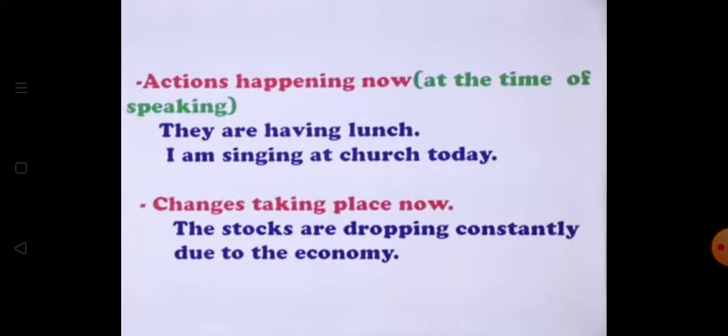Okay. Present continuous tense is used for actions which are happening right now, while we are speaking. For example, they are having lunch. I am singing at church today. Another way of using it is when we are talking about changes taking place right now. For example, the stocks are dropping constantly due to the economy.